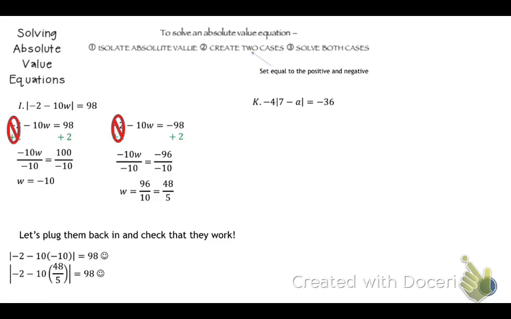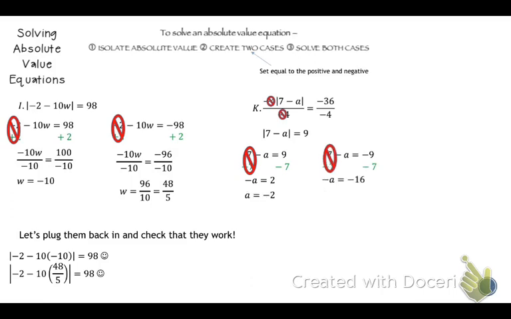Let's look at this one. So first we have to solve this for the absolute value. So I'm going to divide by negative 4. So that's the absolute value of 7 minus a equals 9. So that's 7 minus a equals 9, and 7 minus a equals negative 9. Subtract the 7, you get negative a equals 2, which means a equals negative 2. Same thing here, subtract the 7, negative a equals negative 16, so a equals 16.